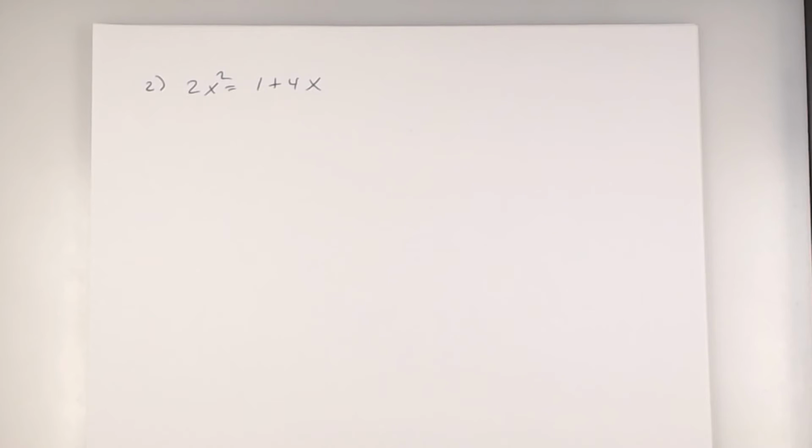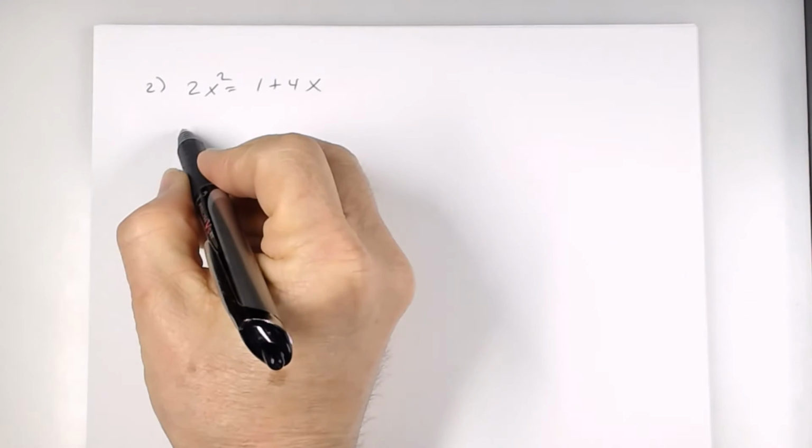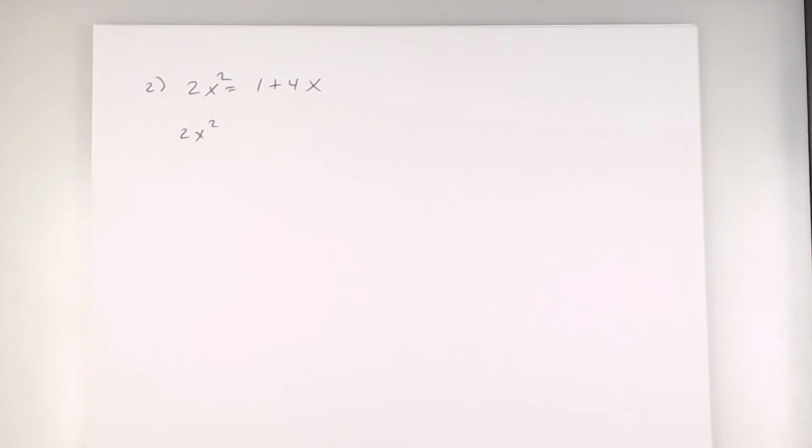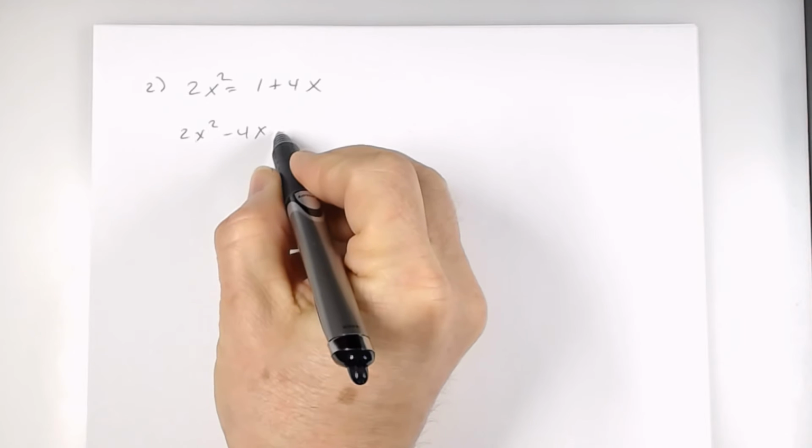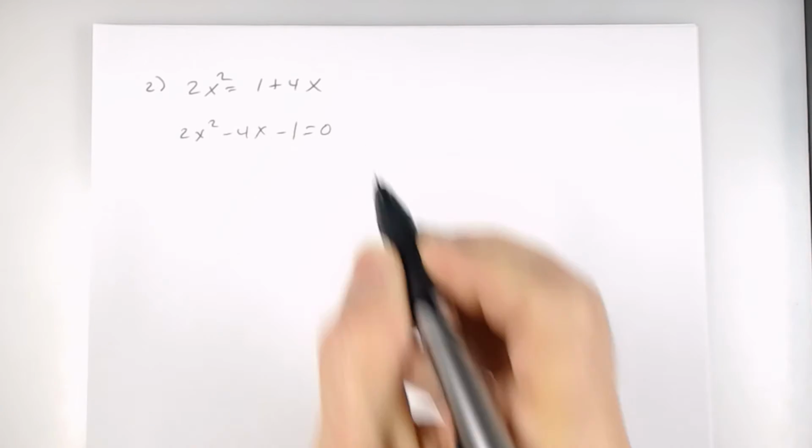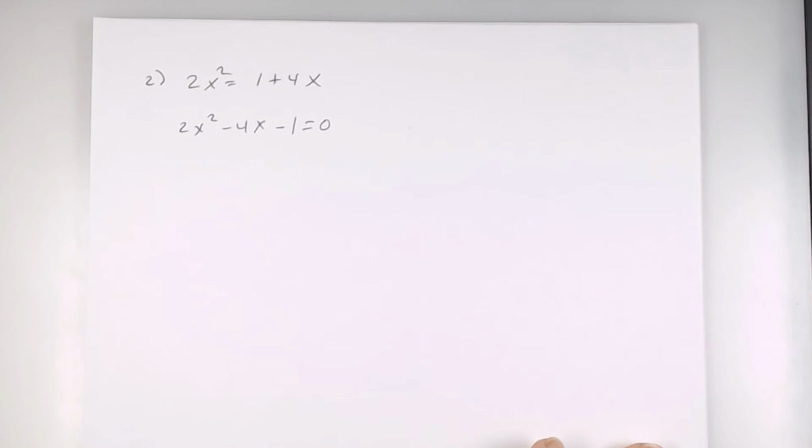So I'm going to have 2x squared and put it in descending order. So 2x squared, if I put this in descending order, what will be the next term? Minus 4x, and then what? Minus 1 equals 0. Okay.